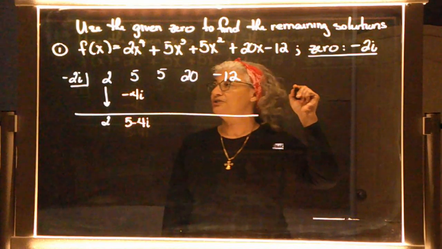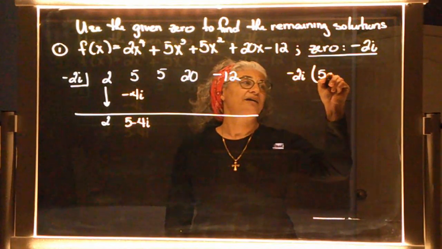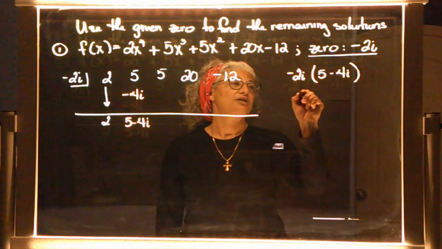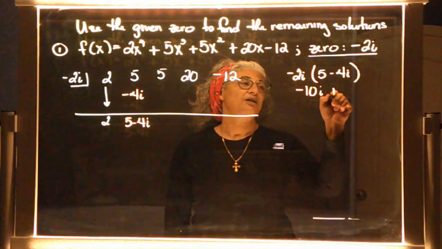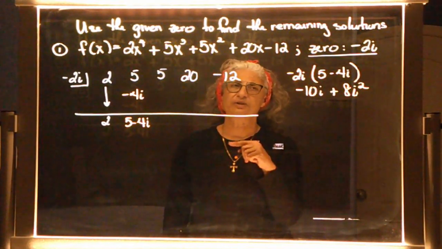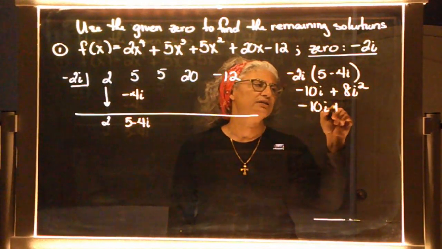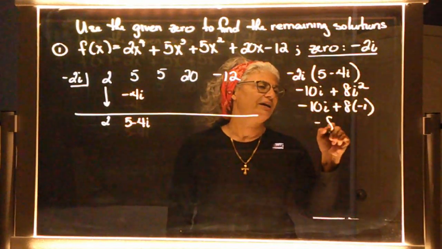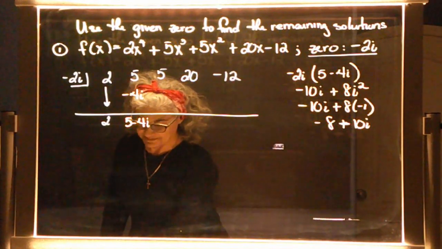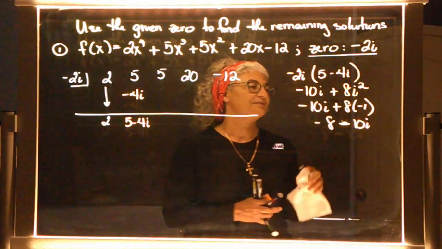Okay, I got some side work to do over here, so I'm going to write this down. So I have negative 2i times 5 minus 4i. So you're going to have to remember how to multiply complex numbers. So we have negative 10i, right? Plus 8i to the power of 2. Remember what we said just a few minutes ago? What's i squared equal to? Good. It's equal to negative 1. Which means I have actually negative 8 minus 10i. Okay? We have negative 8 minus 10i.